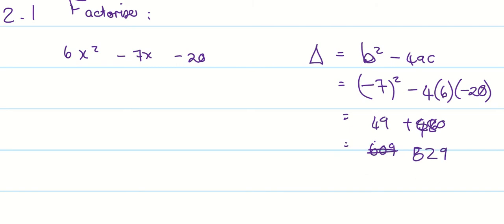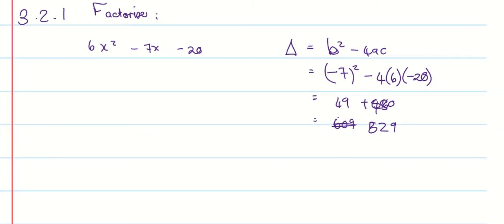Now I use this, and I go to my formula on my cheat sheet. Your cheat sheet is supposed to be in front of your book. Alright? So you use this formula. You don't have to use this, but now I know that if delta is positive, it can factorize. If delta was negative, it couldn't factorize, but because delta is positive, it can factorize.